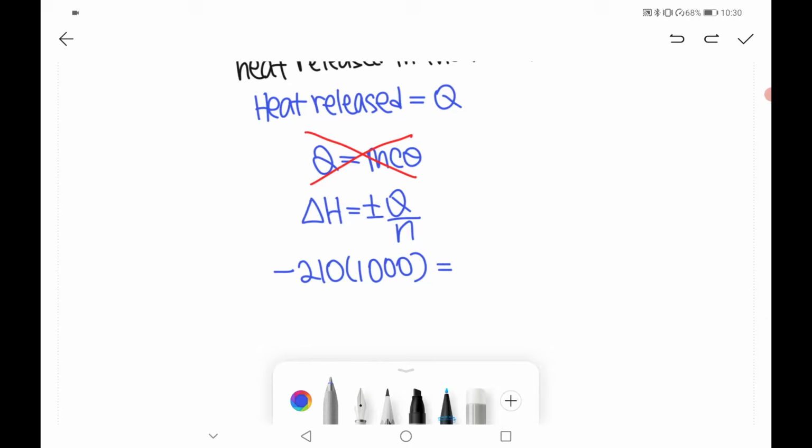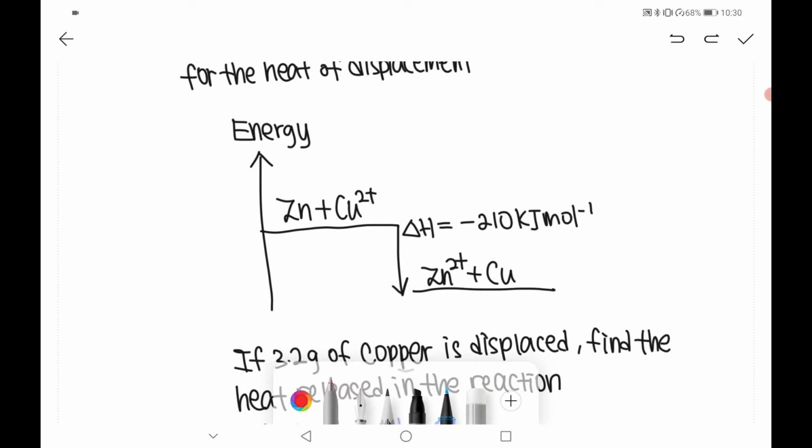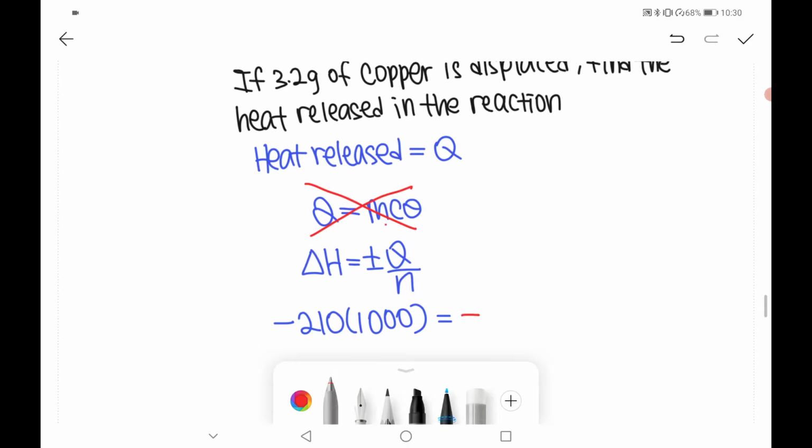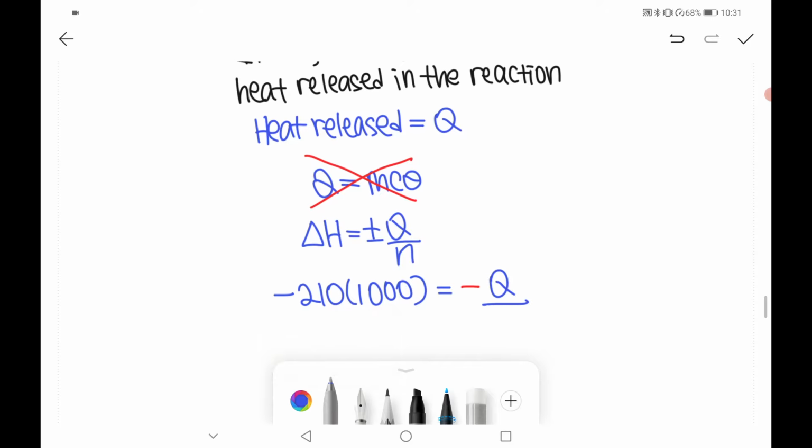Plus minus depends on endo or exo. Do we know whether the reaction is endo or exo? I will say yes, because you can see the delta H is negative. When they give you a negative delta H, you know it is exo. So I put negative. Q is what we want to find, the heat. So just copy it, and divide by n.